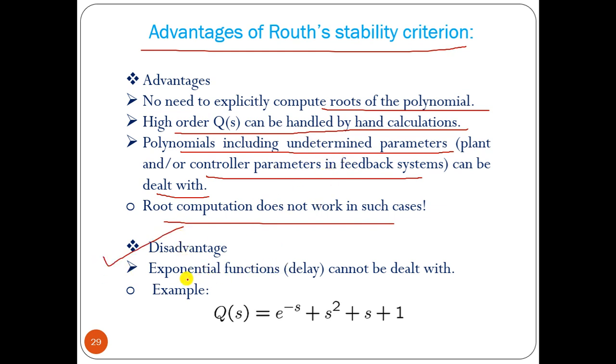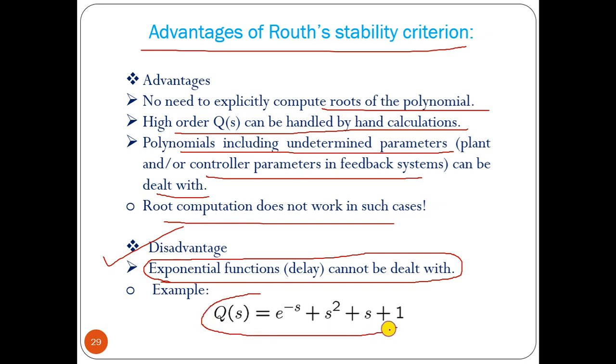Disadvantage: exponential functions cannot be dealt with. That means delay. If we have a system which has delay, you cannot solve it using the Routh stability criterion. For example, if we have a transfer function with an e to the power minus s term, that means a delay, you cannot solve it using the Routh stability criterion.